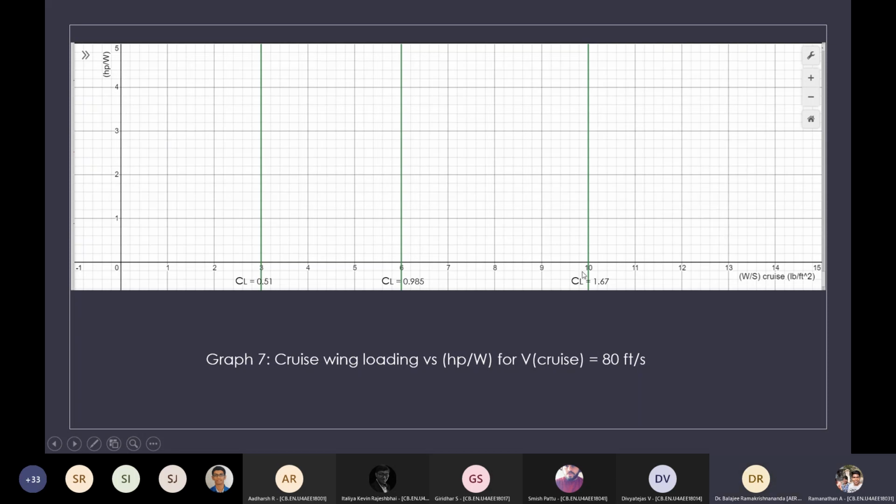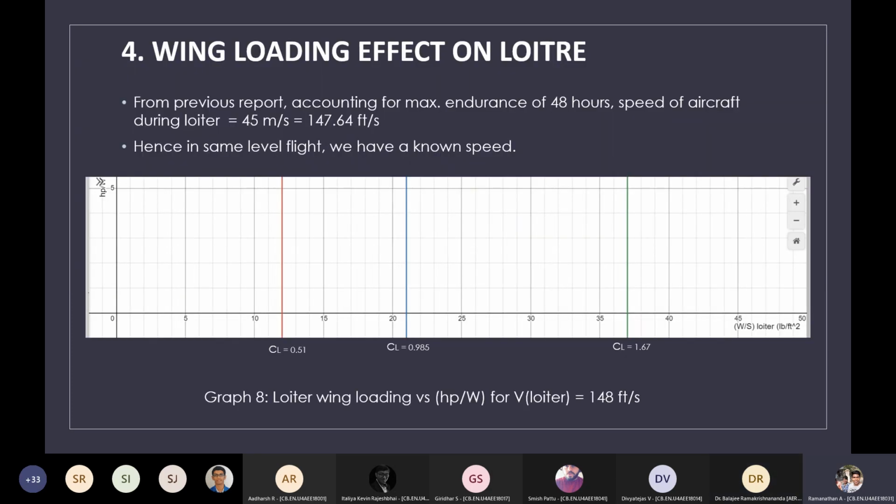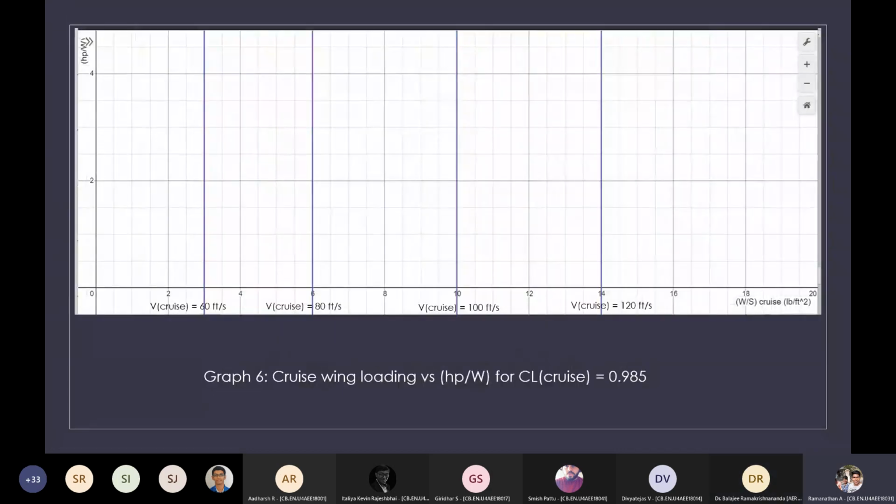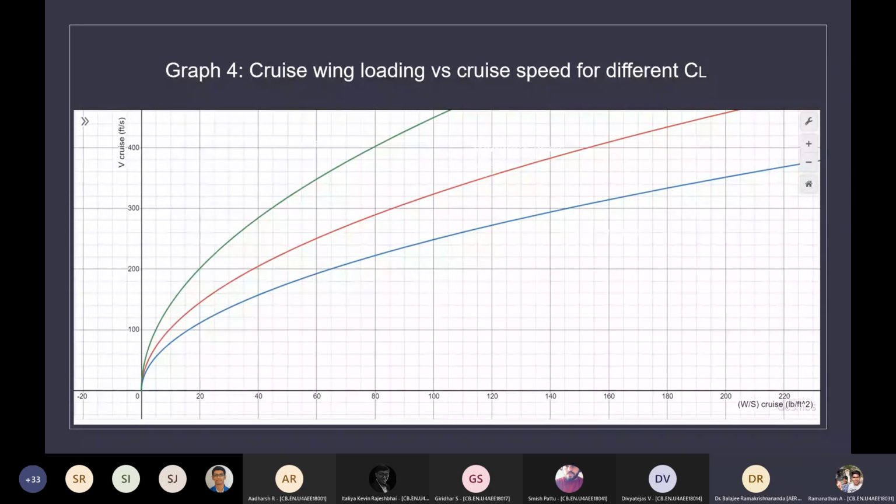So it depends on V cruise. Now, if I am taking the V loiter condition, which is 147, then for the loitering condition my W by S loiter will move rightward because my V is increasing. That you can see from this curve. As my V is increasing, my W by S for one particular CL will increase.